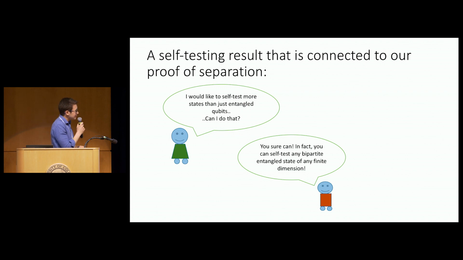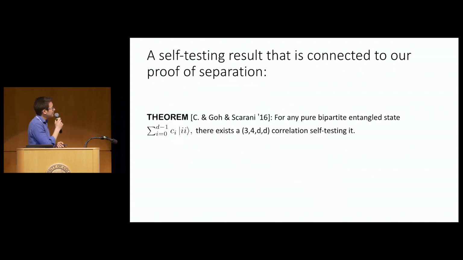It turns out that, in fact, you can self-test any pure bipartite entangled state of any finite local dimension. This is a result from joint work with Kun Tongo and Valerio Scarani, where we show that for any pure bipartite entangled state, which you can write in this form in a Schmidt basis, up to a local change of basis, there exists a correlation on question sets of size 3 and 4, and answer sets of size D, where D is the local dimension, that self-tests it.